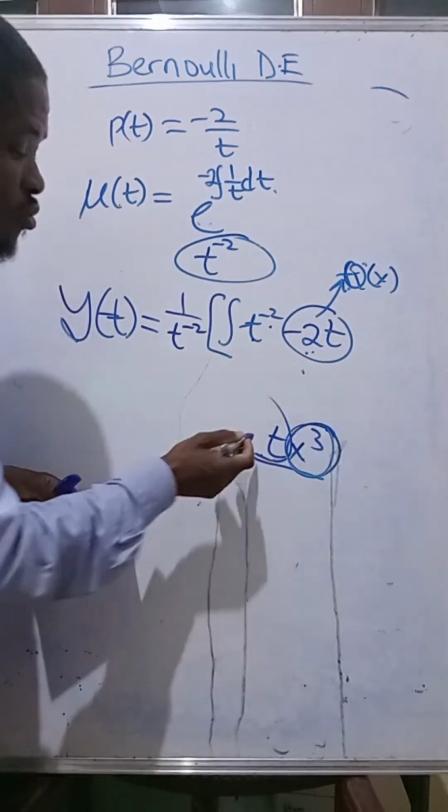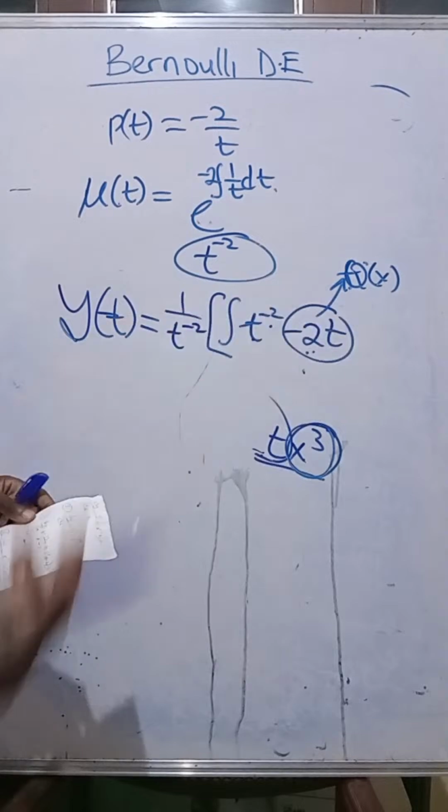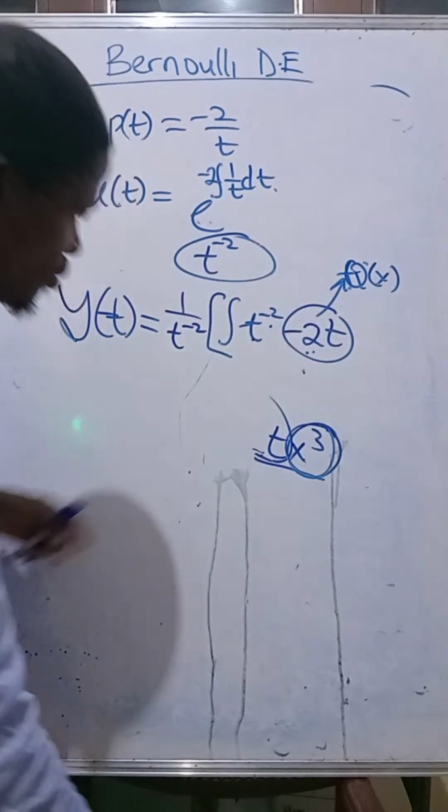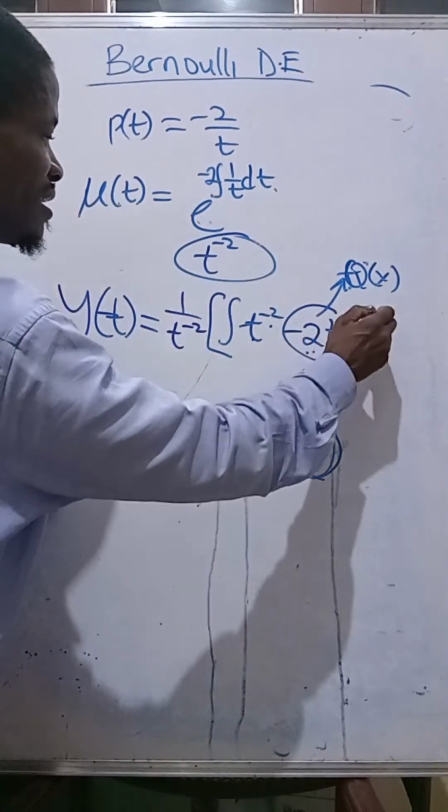Next thing we did is to multiply by what? We multiply by minus 2. So that's what we have there. And don't forget the t.